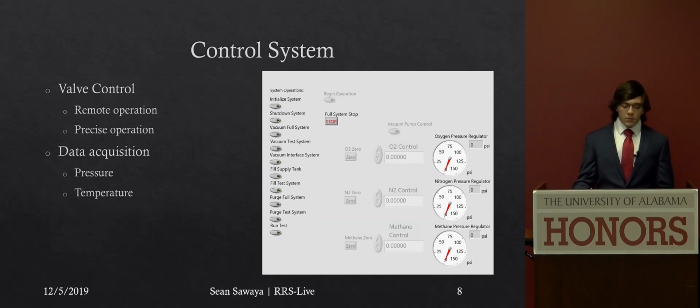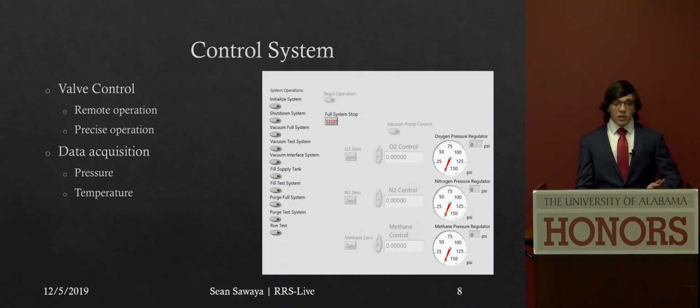Some of our operations that we use while running the system require very specific timings for valves, and that would be very difficult for one person to do with multiple different valves in different locations. So this allows us to actuate multiple valves at a single moment by a single press of a button instead of going through and doing all of them by hand.